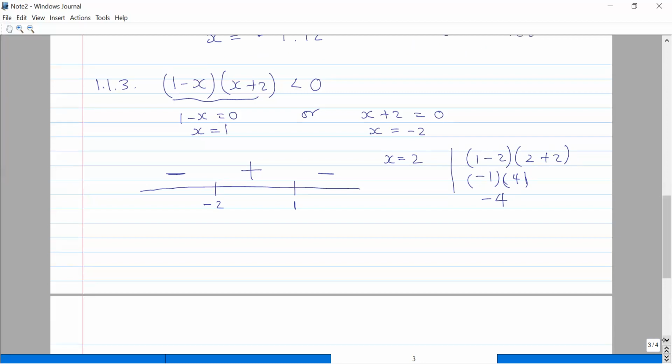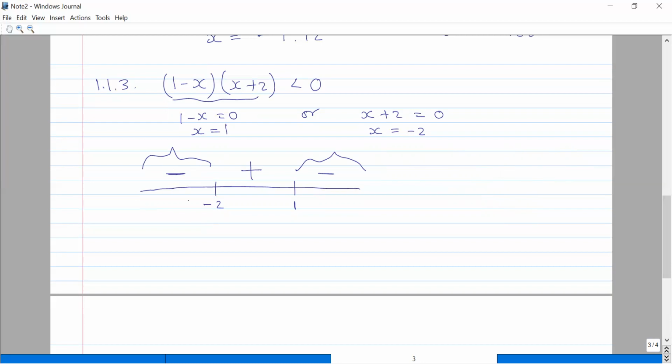Okay, so now we have found what we are looking for. We are looking for a region where our values of x, when we substitute them in these factors, give us values that are less than 0. So the regions that we are interested in are this one and this one, because values which are less than 0 are the ones which are negative. So we are interested in those regions.